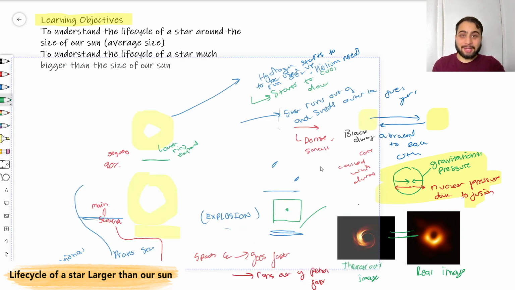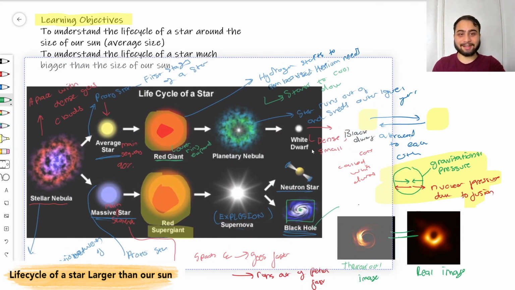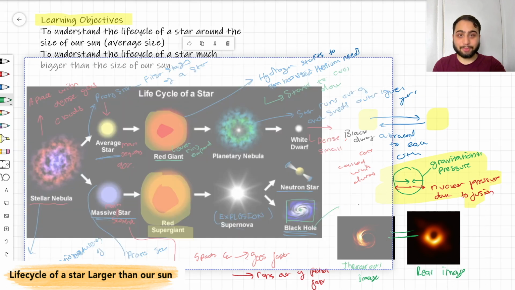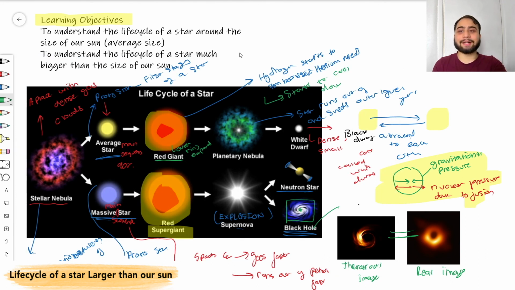Okay, so I know that was a huge amount of stuff for you to learn, but if you can understand the life cycle of a star much bigger than our sun and the life cycle of a star much smaller than our sun, the average size of our sun, you're well on your way to understanding your physics GCSE.